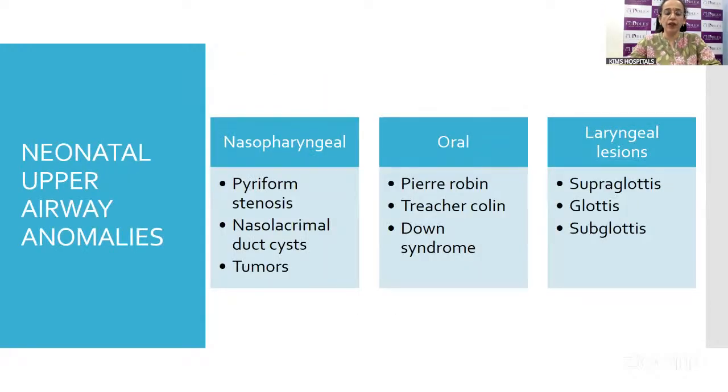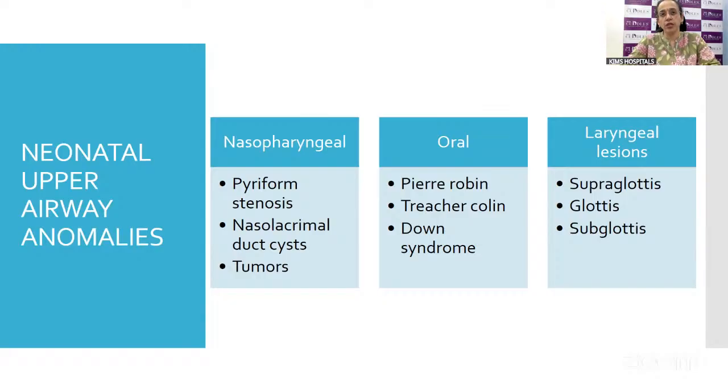So then we will look at the neonatal upper airway anomalies. In the nasopharyngeal region, the babies can have pyriform stenosis, nasolacrimal duct cysts, and tumors. And in the oral area, the syndromic babies might present with oral anomalies like in Pierre Robin syndrome, Treacher Collins syndrome, Down syndrome.